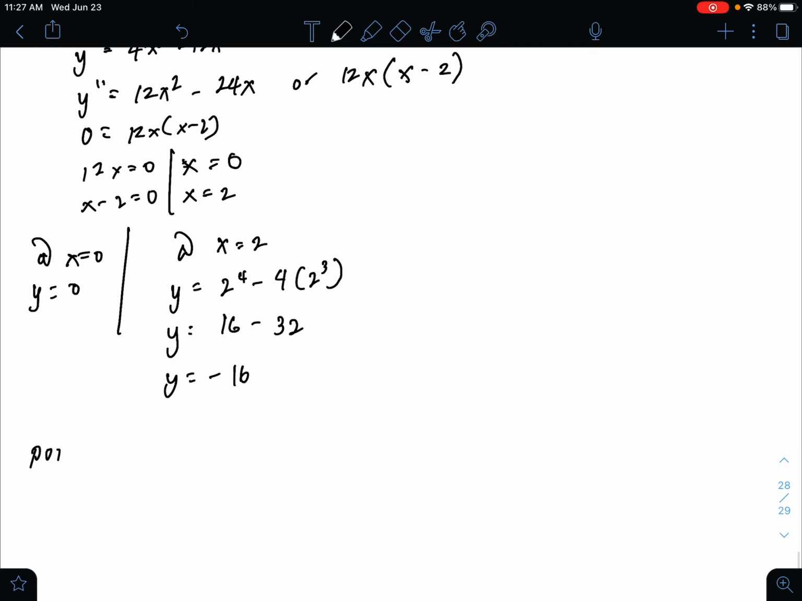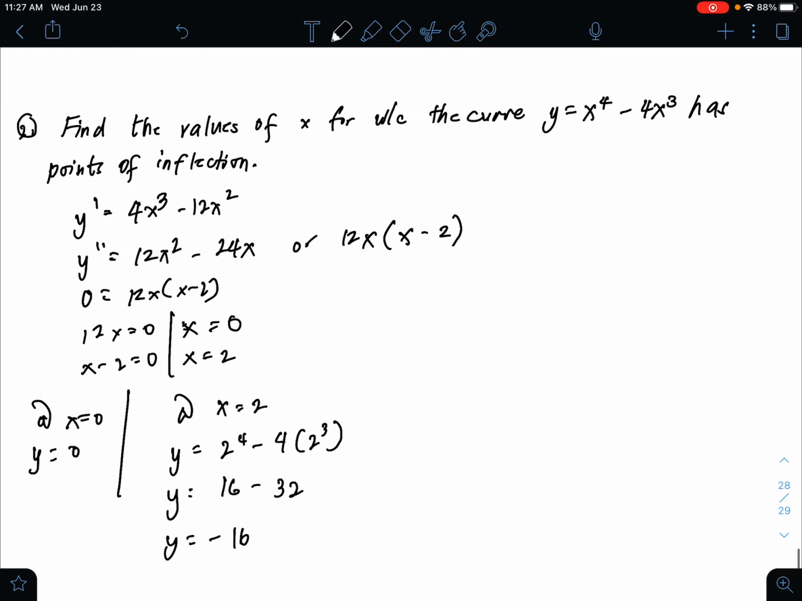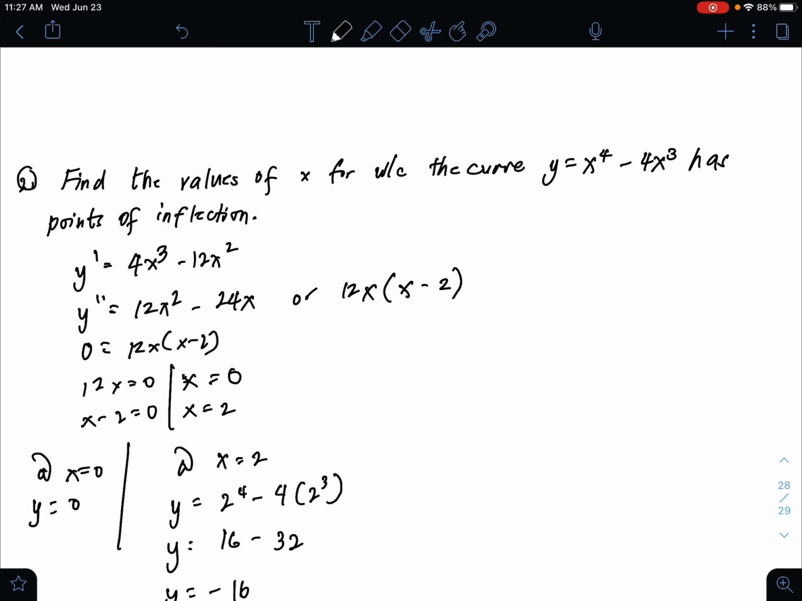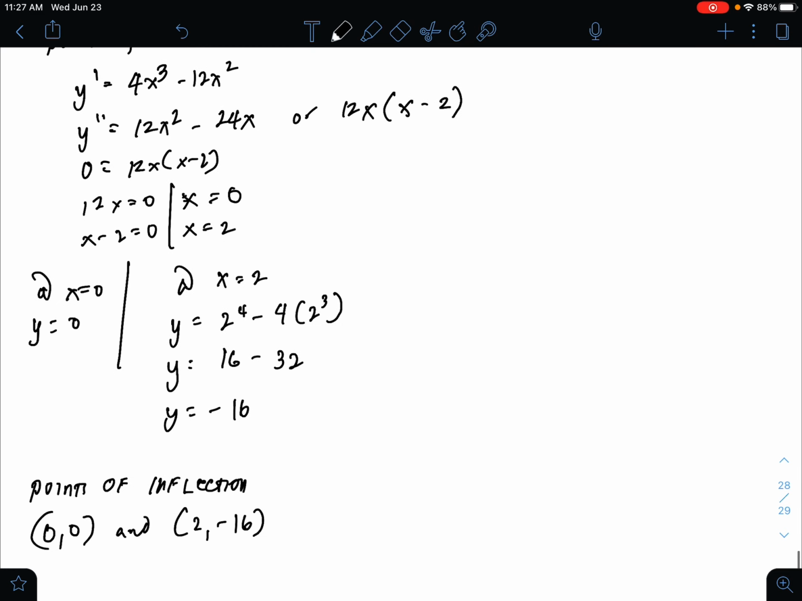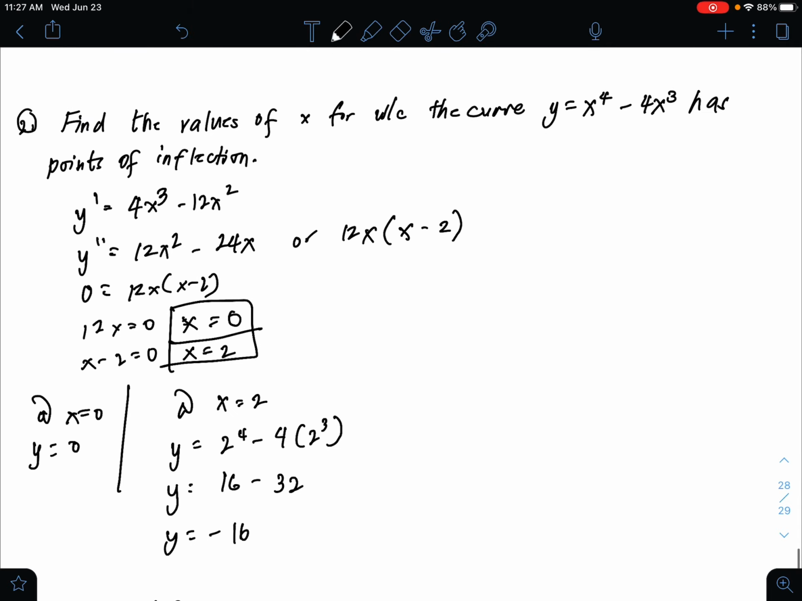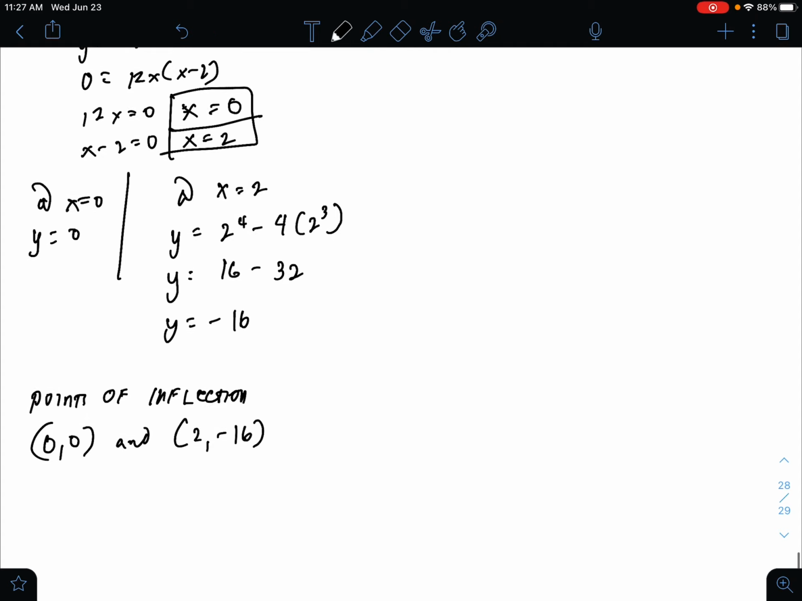So points of inflection. Ang points of inflection is at 0, 0 and 2, negative 16. So, ang question? Find the values of x. Values of x lang. So, therefore, we already found the answer. Sige. So, kung ilisa na to ang question and find the concavity. Pangita na to ang concavity of the intervals.